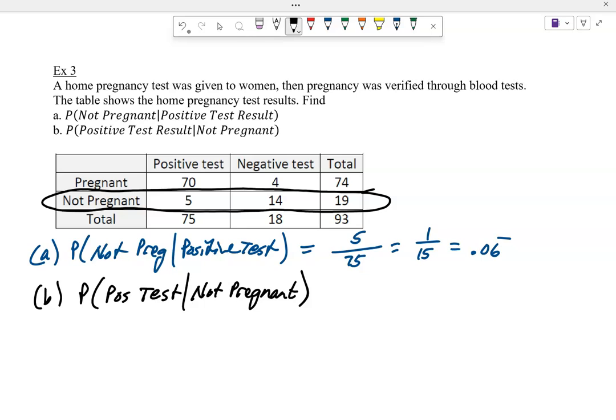Here's all the people not pregnant. How many of them are there? 19 in my bag, right? There's 19 I'm pulling from. How many of those are a positive test? 5. 5 of those were a positive test out of the 19. So 5 out of 19, or 0.263, so about 26.3%, have a false positive test result, right?